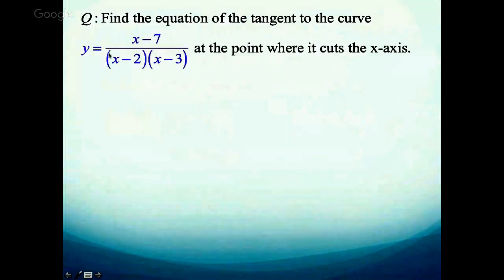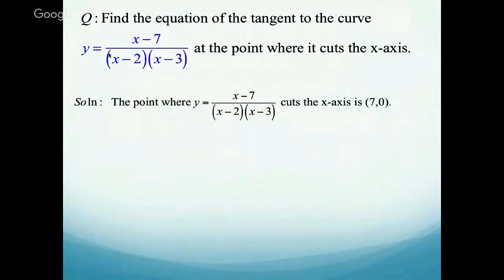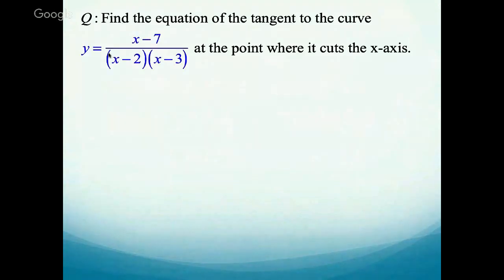Think about it. What does it mean by a point on the x-axis? Simply that y coordinate must be 0. And that is where we begin. So put y as 0 and you have your point. x is 7 and y is 0. So what else we need therefore in this case is the slope of the tangent. And for that we of course need to find the derivative.